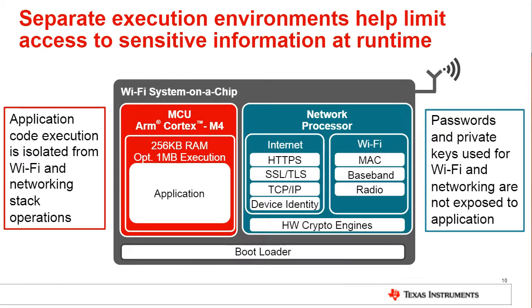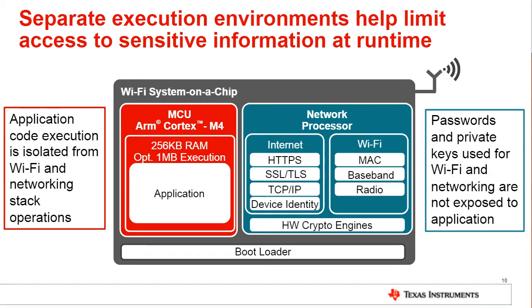So looking at a Wi-Fi system on a chip type architecture where we have the network processor performing Wi-Fi protocols, internet protocols, and an applications MCU all integrated into one device. One of the security enablers that's important for this type of device is separate execution environments. And by separate execution environments, what we mean is having physically separated processing resources and memory within the device to handle different operations.